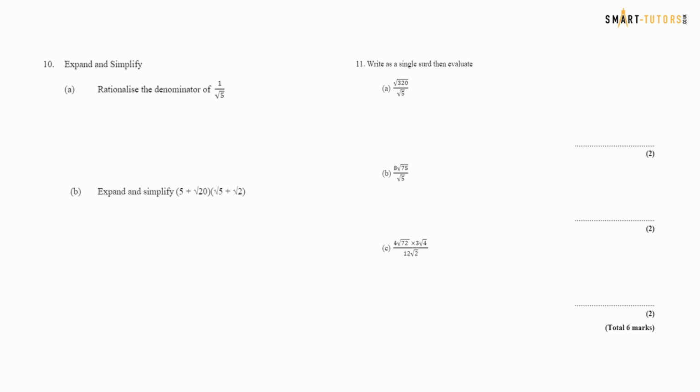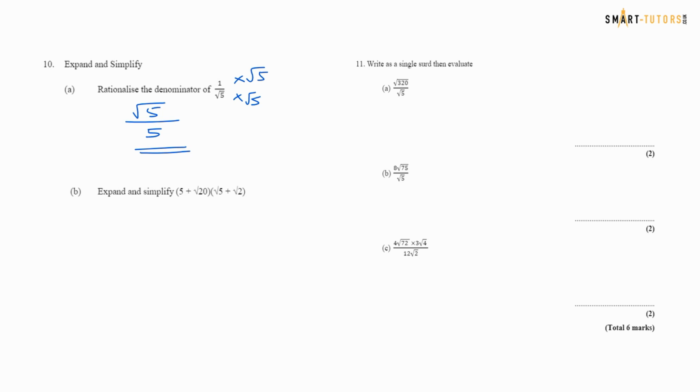Question number 10, again rationalize this denominator. 1 over root 5. So 1 over root 5, we have to times the top and the bottom by root 5. So the root 5 on the top, bottom one root 5 times root 5 is 5. So the answer is root 5 over 5.